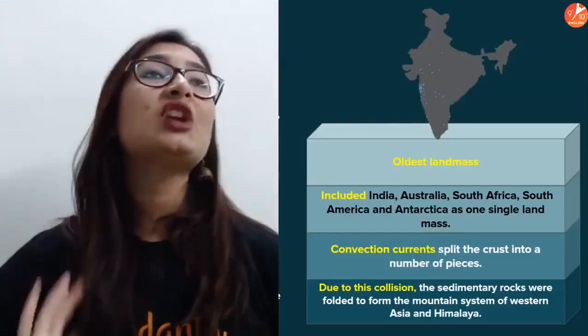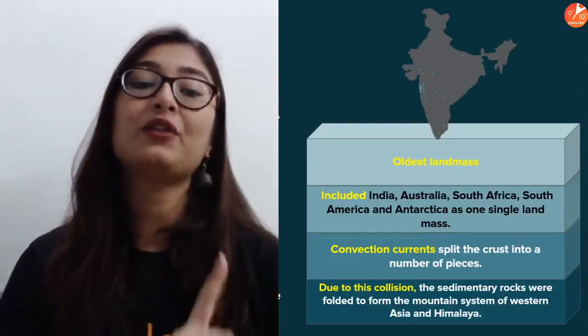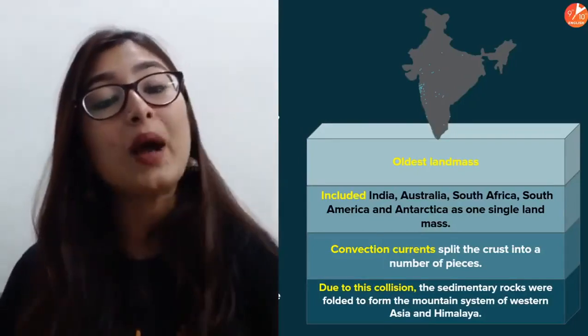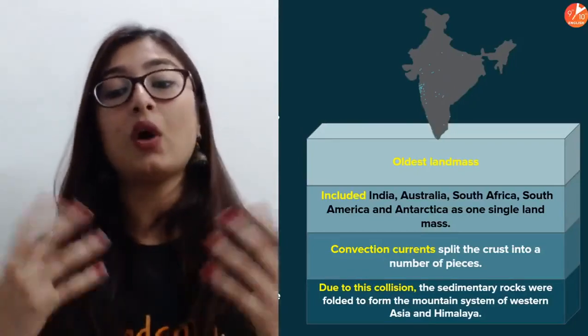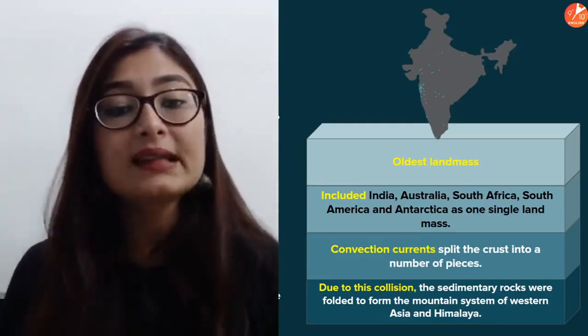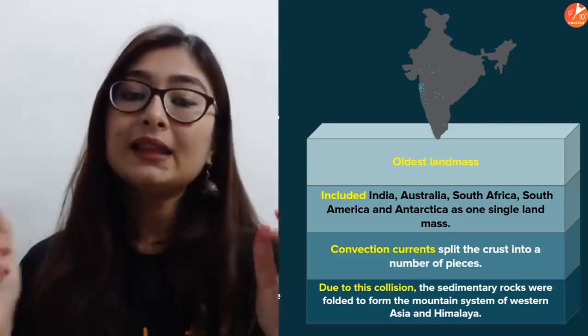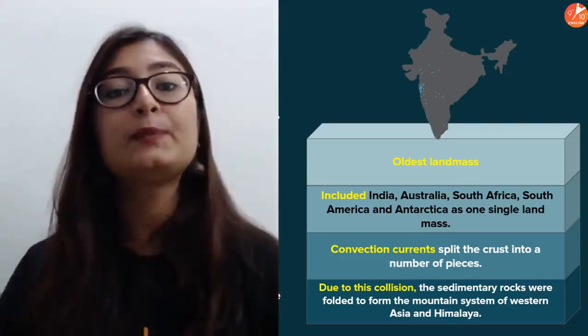So Bacha, Asia and India were not together right from the beginning. India was not a part of Asia right from the beginning. It was a part of Gondwana land along with Australia, South Africa and Antarctica, and of course South America also. All of these were together. And then the convection currents split them up.